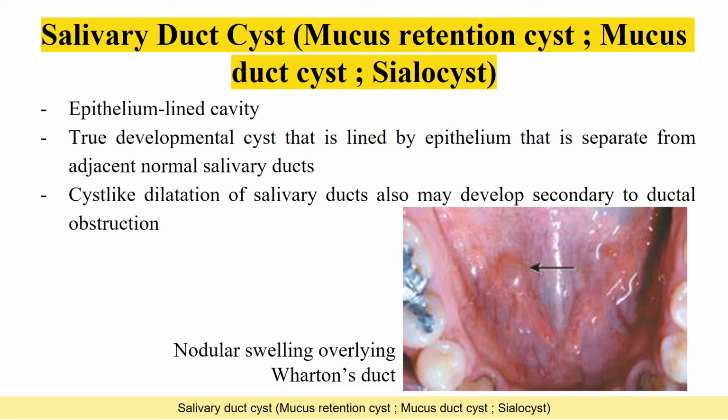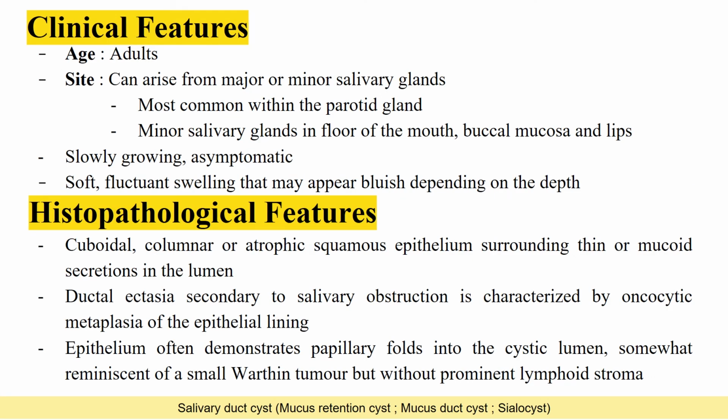As you can see in these clinical pictures below, it is a nodular swelling overlying the Wharton's duct. Moving on to the clinical features, it is usually seen in adults and it can arise from the major or minor salivary glands.